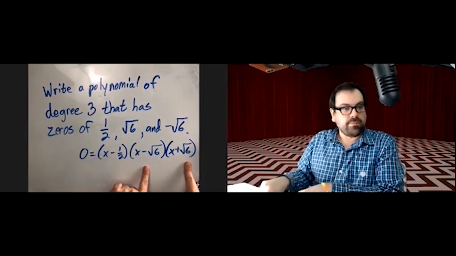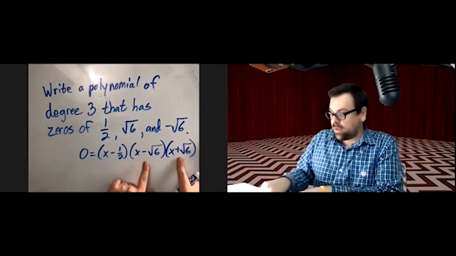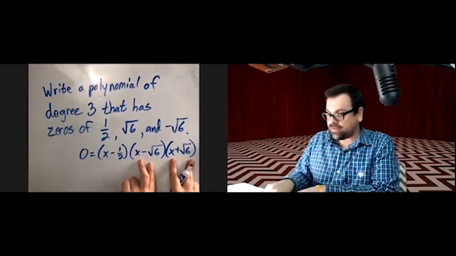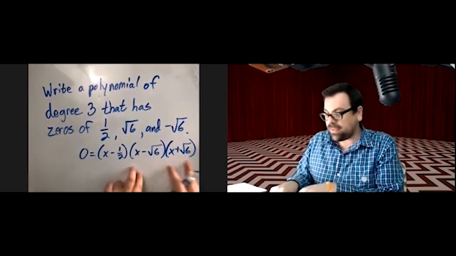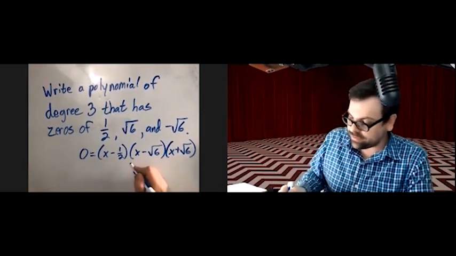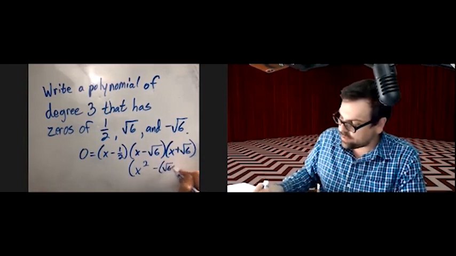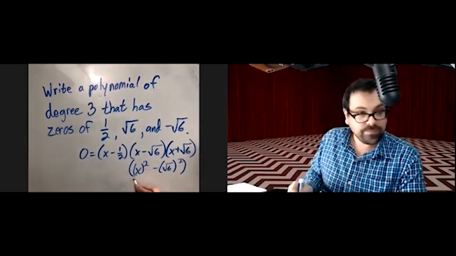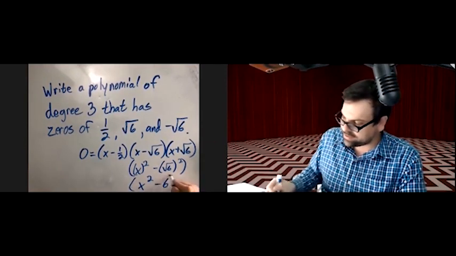This we know how to multiply quickly using the special formula. A plus and a minus, everything else the same. These are conjugates. And when we multiply them together, we get a difference of squares. x squared minus radical 6 squared, x squared minus 6.